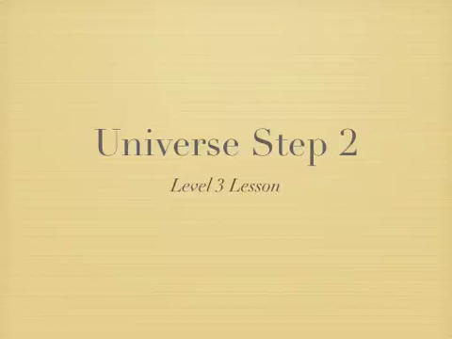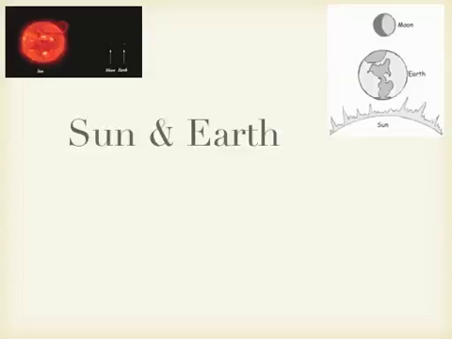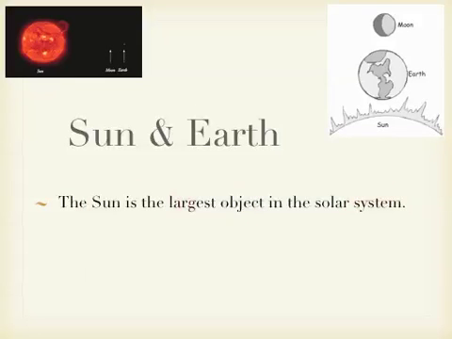This is a Level 3 lesson over Universe Step 2. So the first thing that we're going to talk about is the relationship between the Sun and the Earth. And we're going to talk about the relationship in respect to the size. So the Sun is huge compared to the Earth. Very, very large.